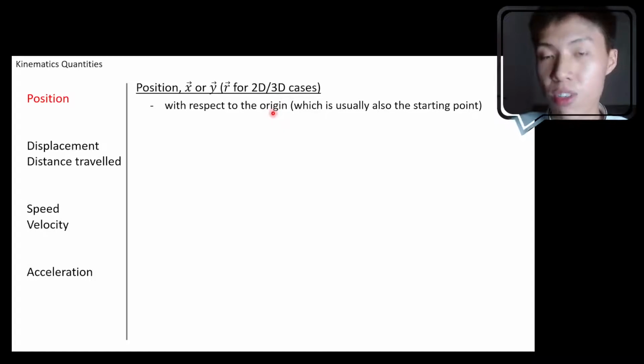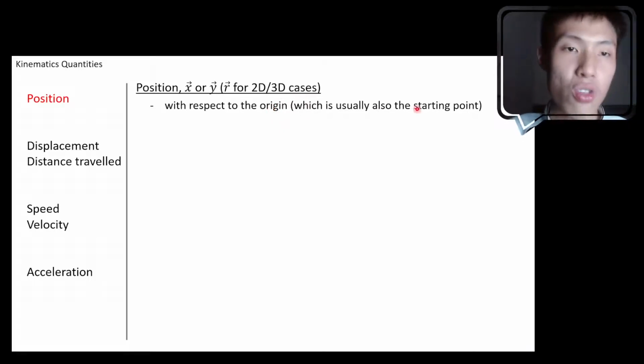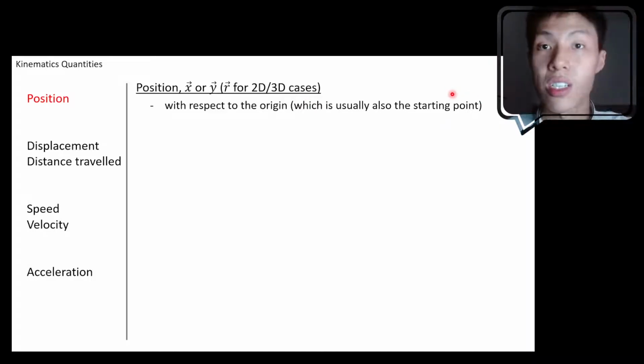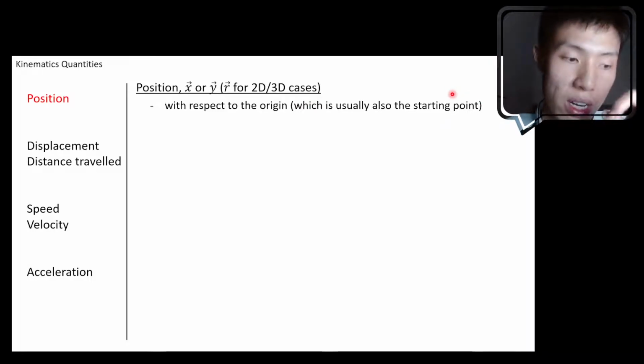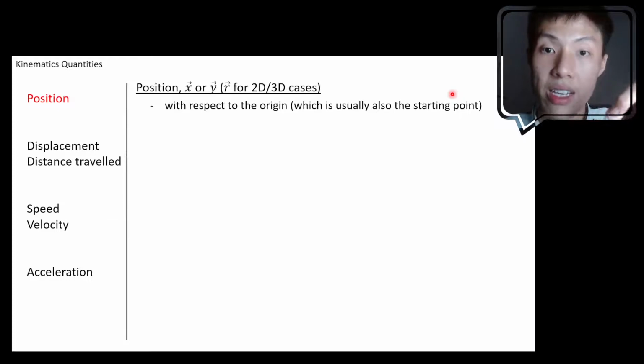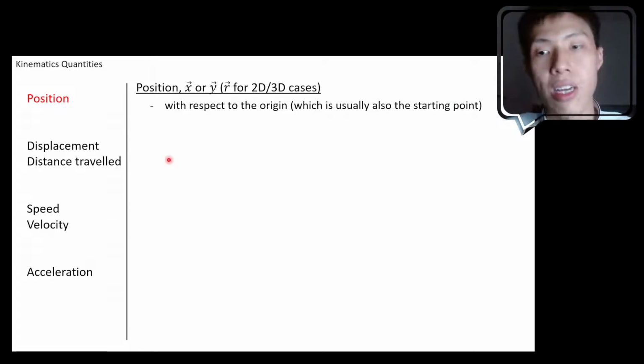And in the previous video, we've already mentioned what the origin is. The origin is usually also the starting point for a certain motion. We usually start the motion of something at the origin, but it's not always the case, though it is most of the time. But that's not our concern. We'll leave that for displacement later.